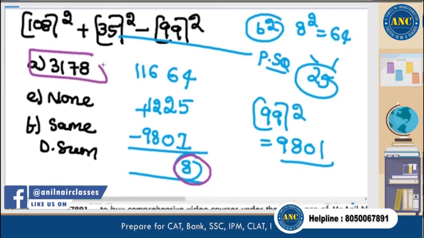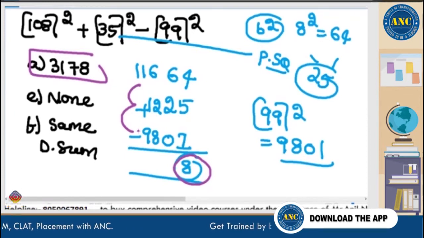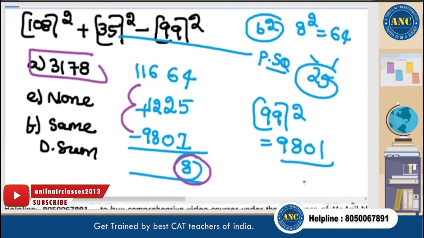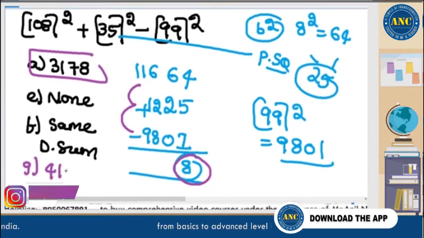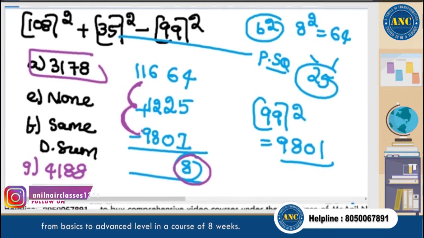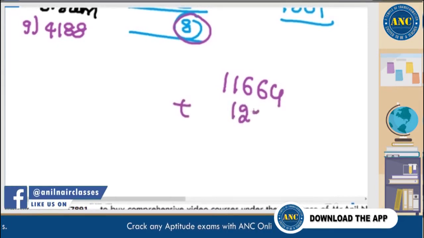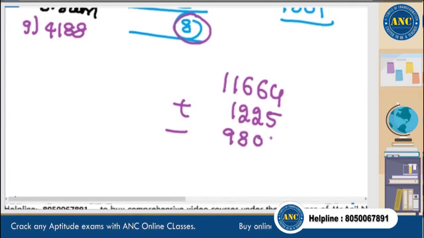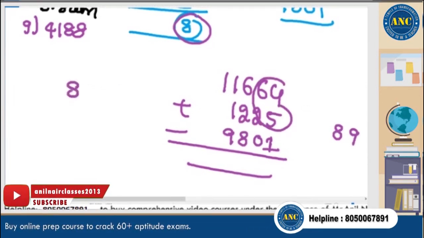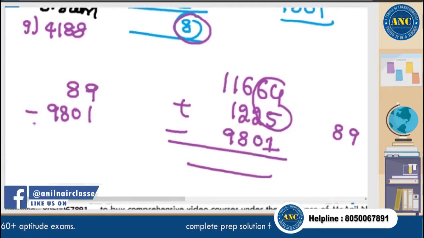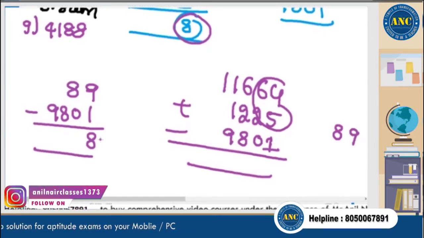The unit digit should be 8, and you can find the logic because we know all three numbers' logic. I hope you are all with me. What are these numbers? You can check them. Now the logic: you know all the answers, so you can easily find out. 11664. What is the next one? 1225. What is the next one? 9801. So the first one will be 9, the next one will be 8. This 89 is subtracted from 9801, so it is 8. From there you can get the answer.